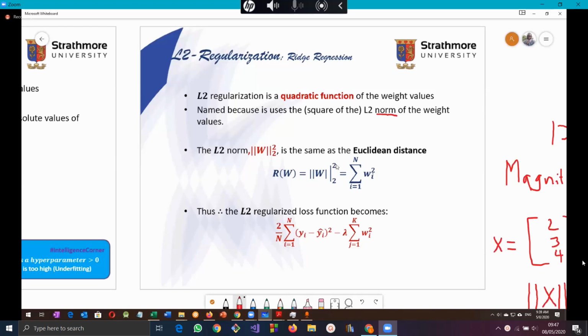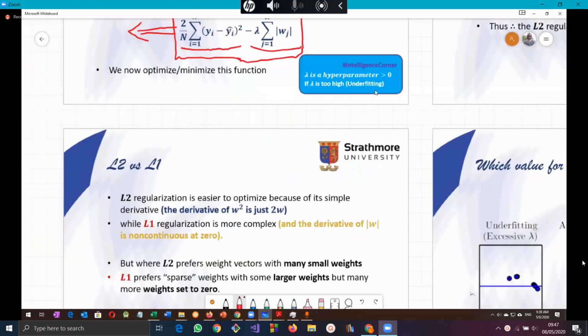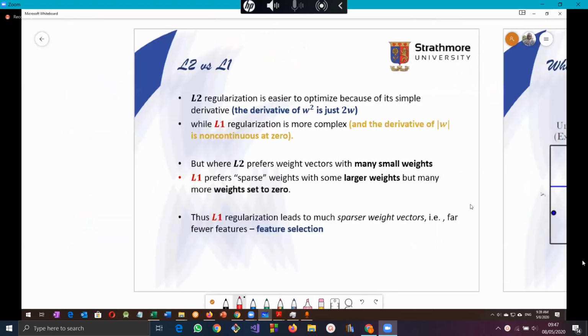So fine. L2 versus L1 is something that I will discuss, I think, from Monday. But now, L2 regularization is easier to optimize because the derivative is simple. L1 regularization derivative is slightly complex, not more complex, slightly.